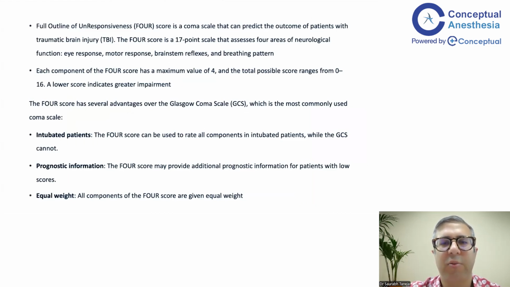that can predict the outcome of patients with traumatic brain injury. And four things are taken: eye response, motor response, brainstem reflexes, and breathing pattern. And all have a score of 0 to 4, total 0 to 16. A lower score indicates a greater impairment, as in GCS. And the advantage over GCS is in intubated patients, the FOUR score can be used to rate all the components in the intubated patients, while GCS cannot.